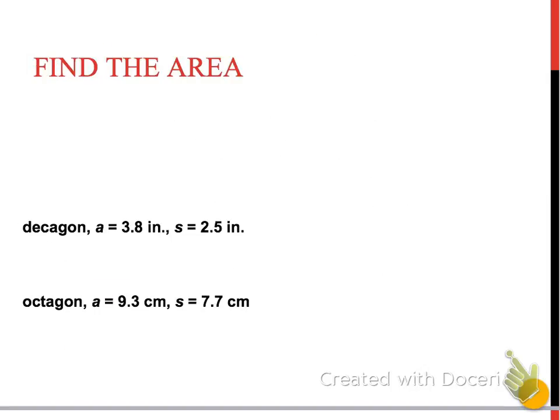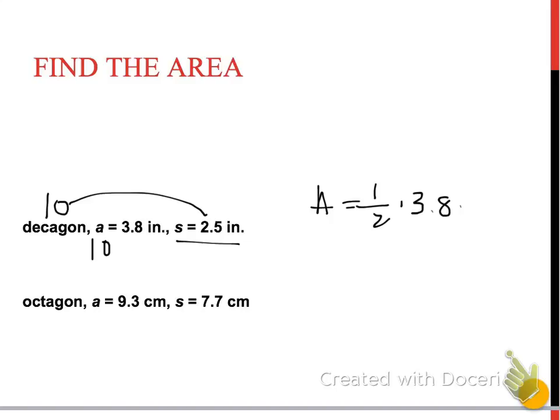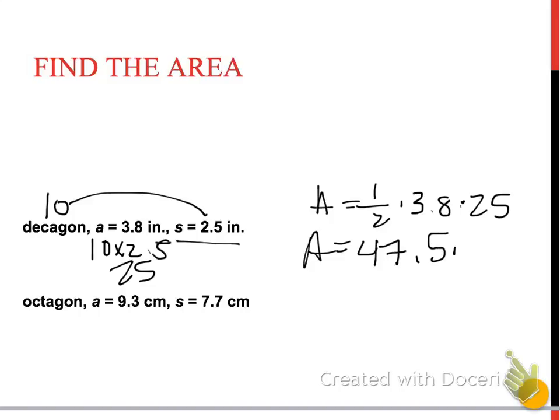Okay, find the area. I know I have a decagon, my apothem is 3.8 inches, and one side is 2.5 inches. To find my area, I need my apothem, and I have that, 3.8, times my perimeter. If one side is 2.5, I need to figure out my perimeter, but it's a decagon, so that means it's 10 sides. All I have to do is multiply: 10 times 2.5 gives me my perimeter, which is 25. We multiply all of that times 25 to find the area, and we get 47.5 inches squared.